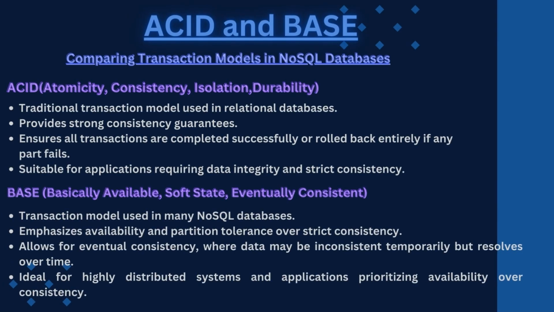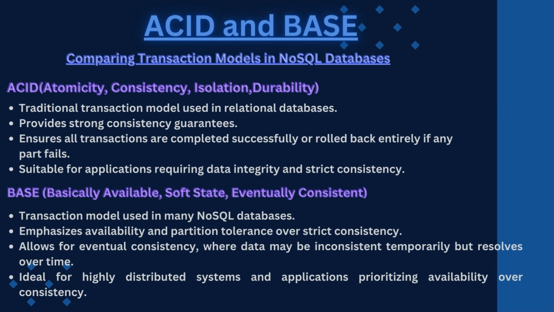Now we are going to discuss ACID and BASE. ACID and BASE both are transaction models in NoSQL databases. ACID stands for atomicity, consistency, isolation, durability. Atomicity means the traditional transaction model used in relational databases. Consistency provides strong consistency guarantees. Isolation ensures all transactions are completed successfully or rolled back entirely if any part fails. Durability means suitable for applications requiring data integrity and strict consistency.